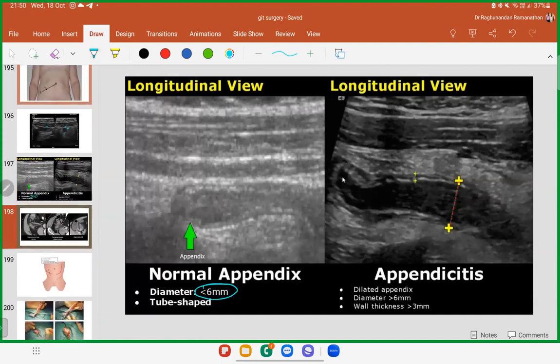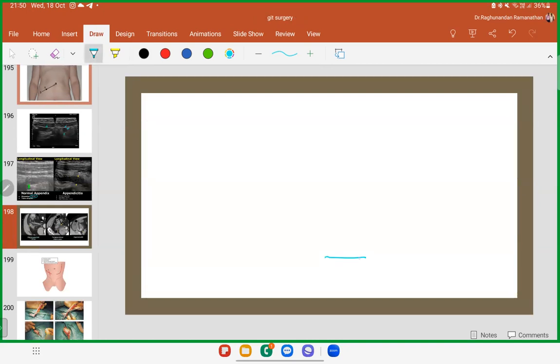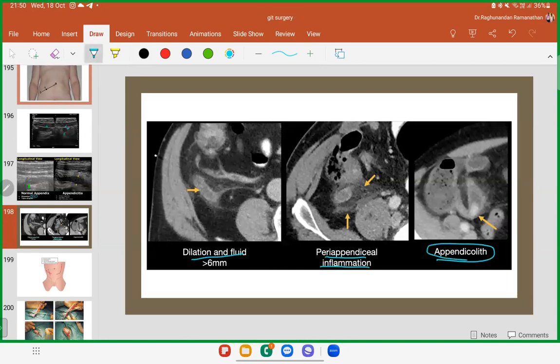Okay, well, so this is going to be your CT scan. In CT scan, you can see very clearly, right? There is a dilation and fluid, and periappendicular inflammation. This is appendicolith. Can you see here? There is going to be a stone formation. That is going to be an appendicolith.